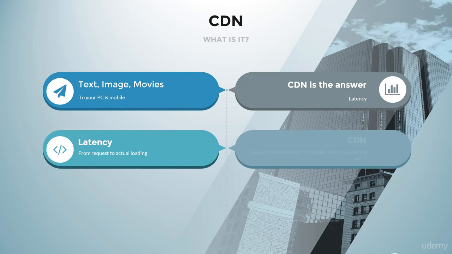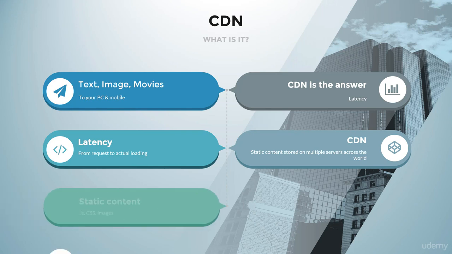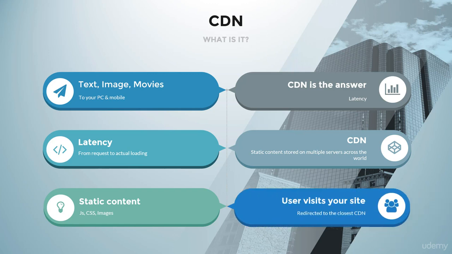When you use a CDN, your static content is cached and stored on multiple CDN servers across the world. Static content includes images, CSS files, JavaScripts, etc. Now, when a user visits your site, which is hosted on your main server, the CDN technology redirects them to the closest CDN server near their location.